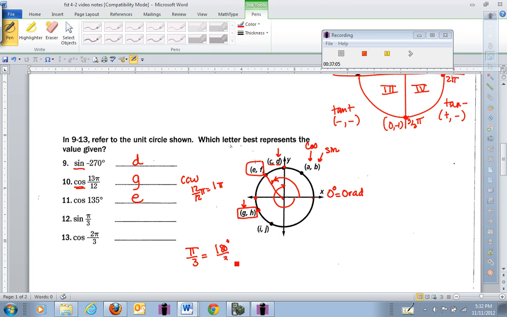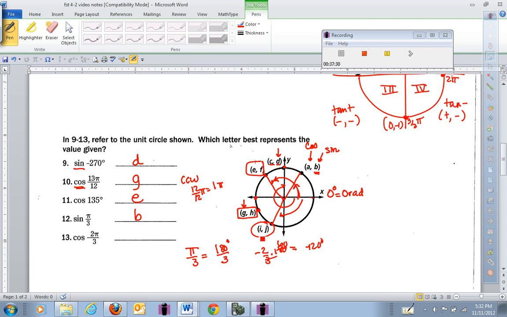So that's 60 degrees, isn't it? It's equivalent to 60 degrees. So it's right here, just a little ways up. I want the sine component, so I want letter B. And negative 2/3 pi is going to send me in the clockwise direction. Negative 2/3 times 180 would give me negative 120 degrees. So it's right here at this ordered pair.